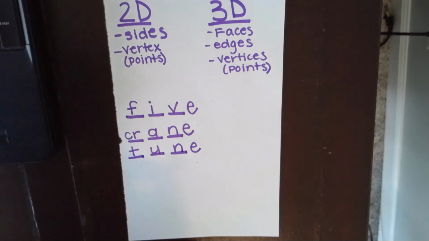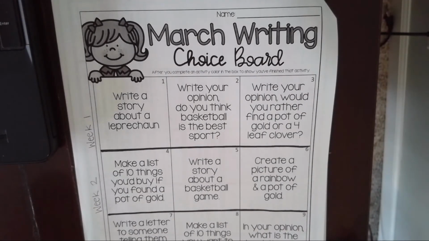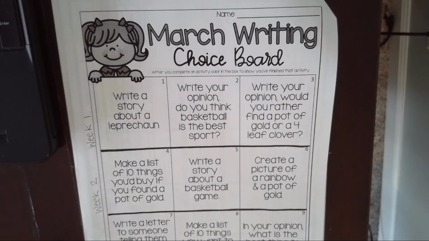Today on our choice board, it says write a story about a basketball game. Now boys and girls, you can make up a story about a basketball game. You can write about a time that maybe you have gone to a basketball game, or maybe you're going to write about a time where you watched one on TV. This can be a high school basketball game, an NBA professional basketball game, or a college basketball game. Maybe you went to UT or Bowling Green to watch a basketball game. Any of those are fine.